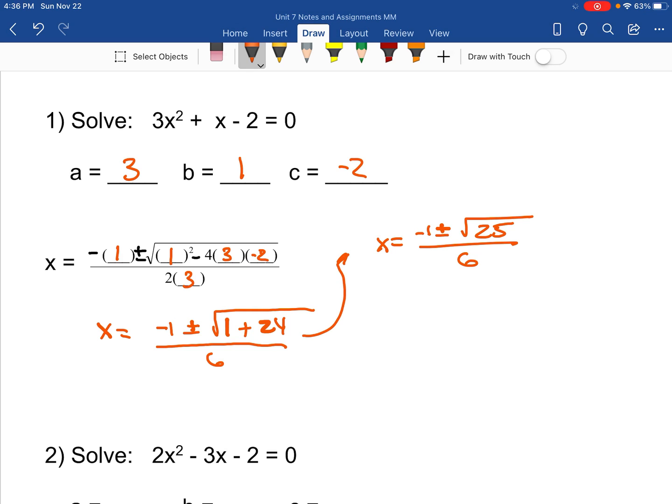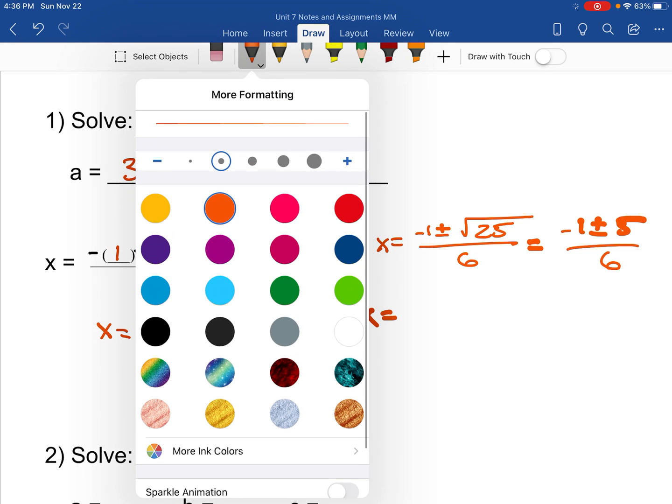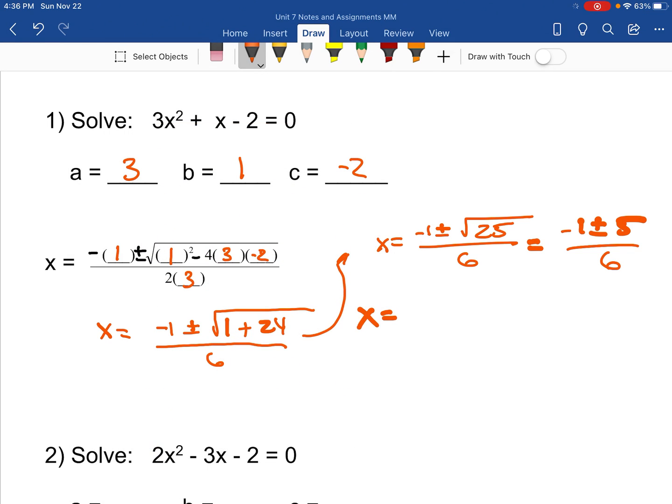Okay. And so we have the square root of 25 is 5. So we have negative 1 plus or minus 5 over 6. So that plus or minus means that there's 2 answers. Okay, so when you have a square root, you always have 2 answers. You have a positive square root and you have a negative square root. Okay, so remember that. We're always going to have 2 answers, especially when it's a quadratic. So I want to set it up that way.